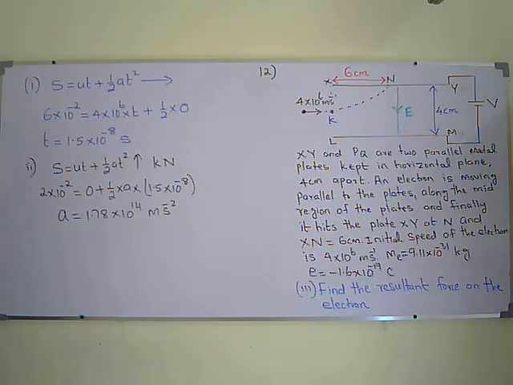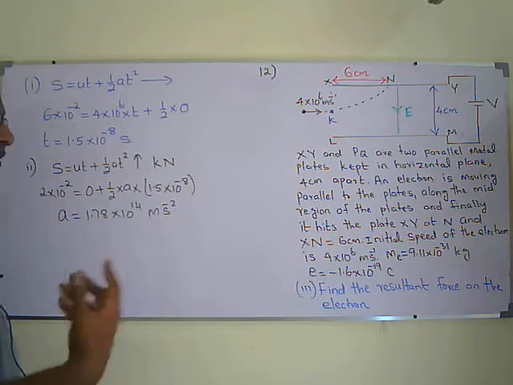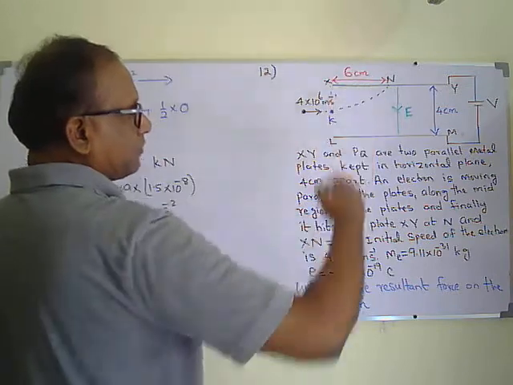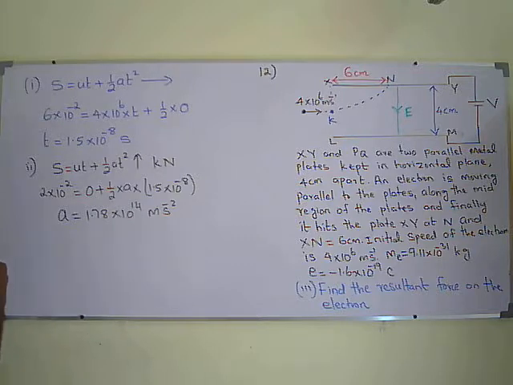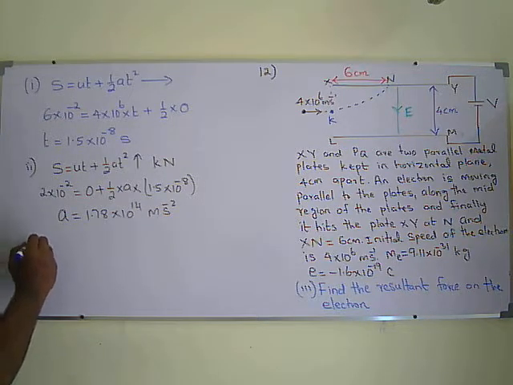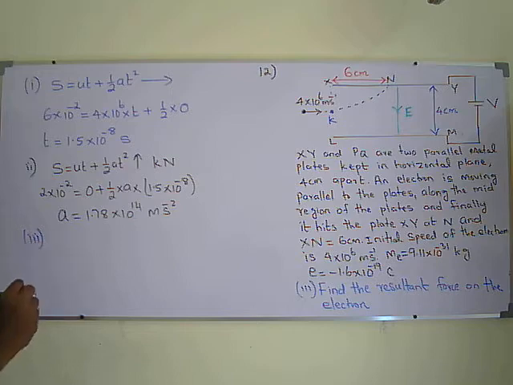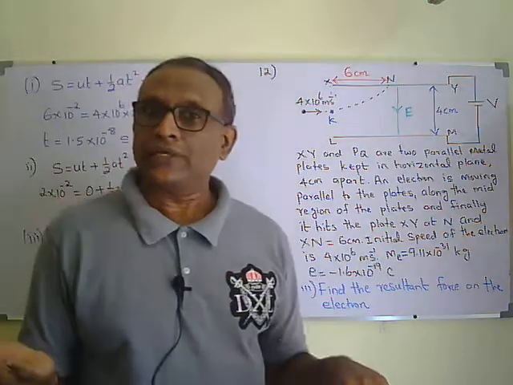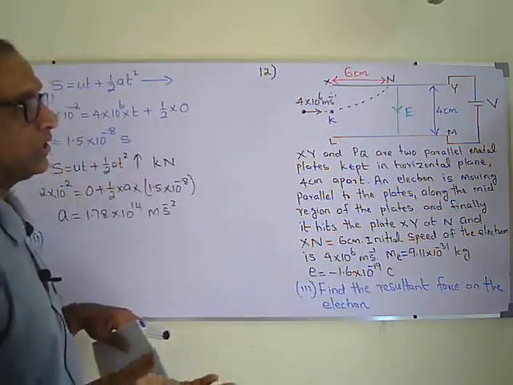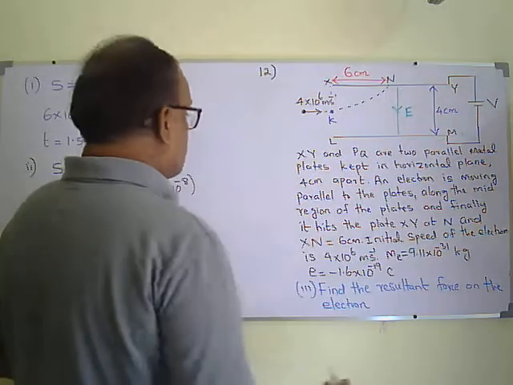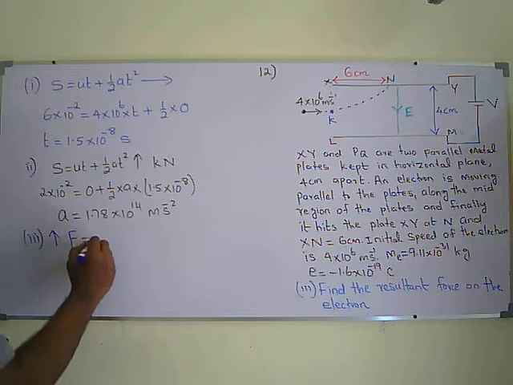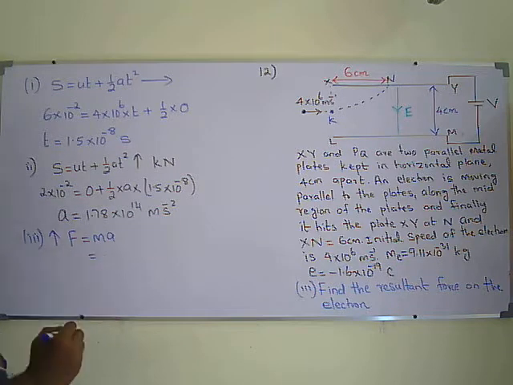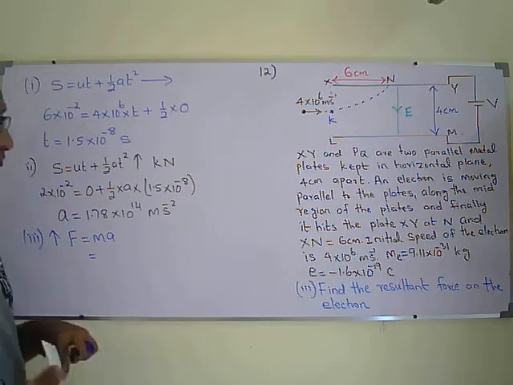Okay, third part. Find the resultant force on the electron. So that is when it moves from K to N, so I don't need to spend much time on it. I already explained several times the resultant force will be the electrostatic force, right? But in this question, I can't use F equals QE again. I'm going to use Newton's second law because voltage is not given. Since I know the acceleration, I can use, upwards, F equals ma. So that is the resultant force, that will be the electrostatic force.